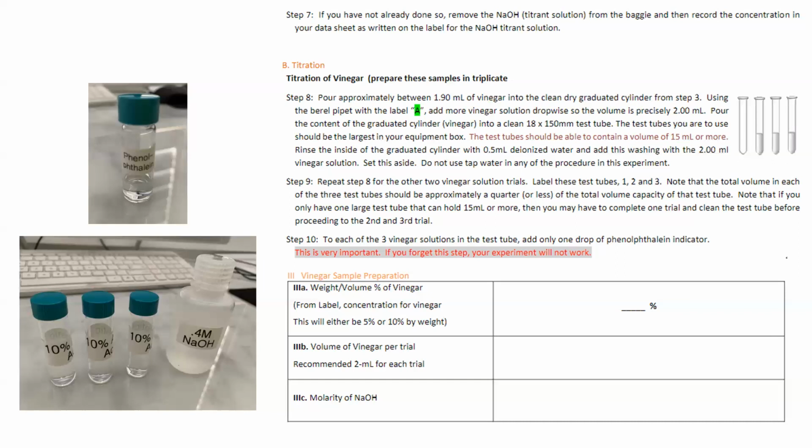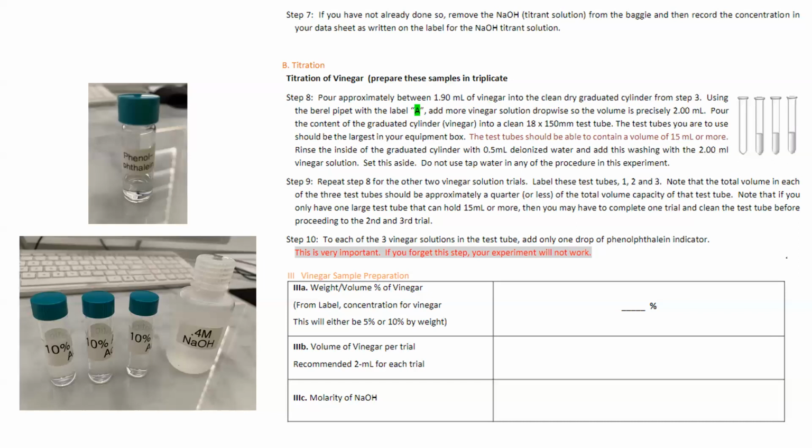Because there's going to be some residual liquid left behind in the graduated cylinder, you can use some distilled water and your Burrell pipette labeled W to get the rest of the residual acetic acid solution into your test tube, by adding a little deionized water to the graduated cylinder, washing it around, and then adding it to the test tube. Of course, now you're going to have more than 2.00 milliliters in the test tube, but that's okay, because we know we measured 2.00 milliliters of the acetic acid solution, and the rest is just water. So we're going to use that 2.00 as our volume of the acid solution used. The point of the wash is just to make sure that all of the acetic acid gets into the test tube.